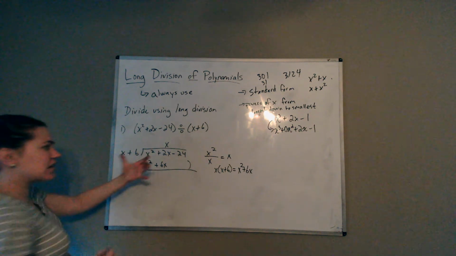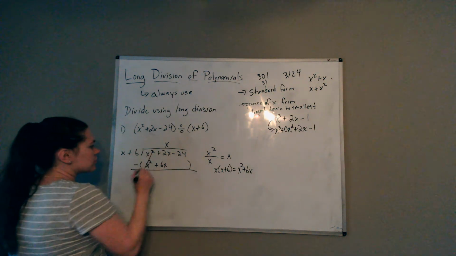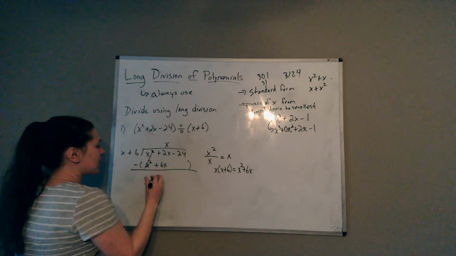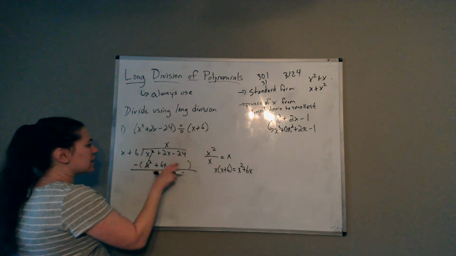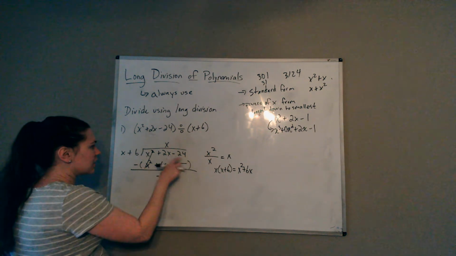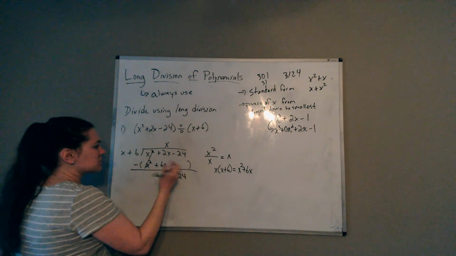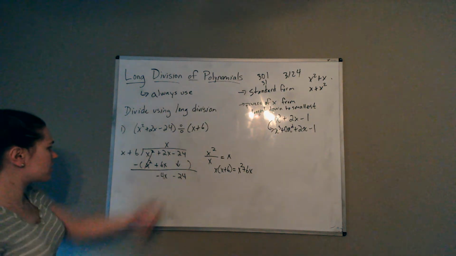We've got to take that out from our dividend. So x squared minus x squared, those will always cancel. Now we've got 2x minus 6x, that's negative 4x. And negative 24 minus, there's nothing here, so negative 24, bring it down. If you don't like going like this, you could just go like this. It's really plus 0 there.